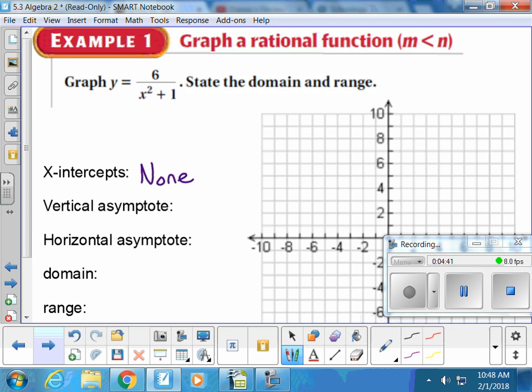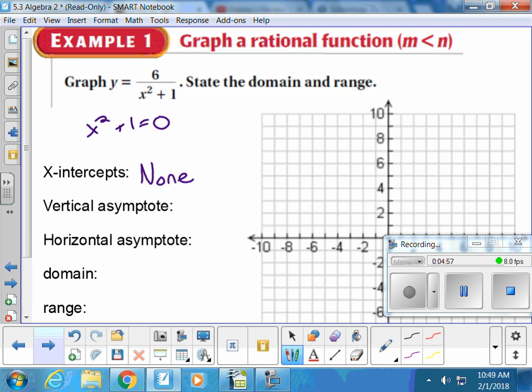Step 2 is taking your bottom and setting it equal to 0. That helps you get your vertical asymptotes. So let's go ahead and set our x squared plus 1 equal to 0. How would you solve that? Some people even solve these in their heads.